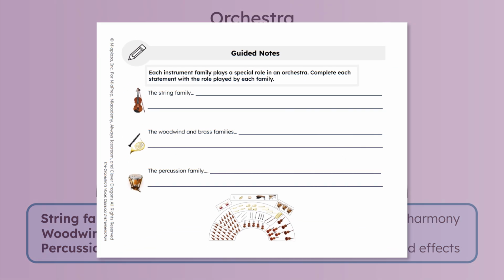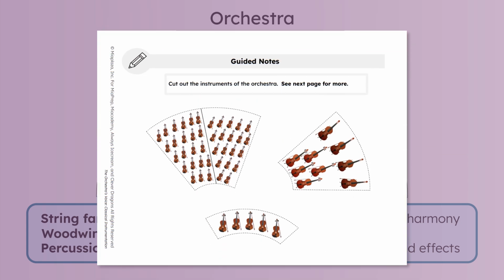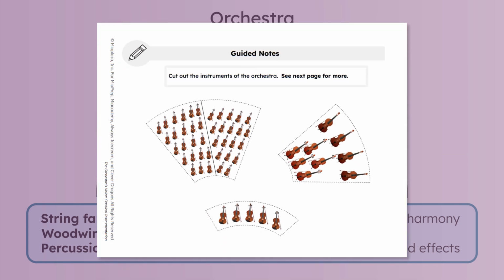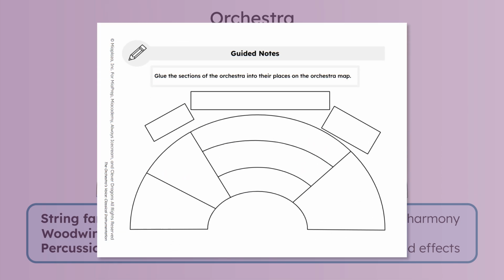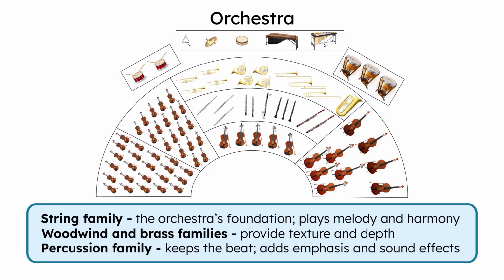In your guided notes, write each family's special role in the orchestra on the spaces provided. Then, arrange the instruments of the orchestra into their places. Cut out the instrument pieces, arrange them, and glue them on the blank orchestra map. You can also choose to complete the orchestra map after this lesson video. Pause the video while you complete your guided notes.